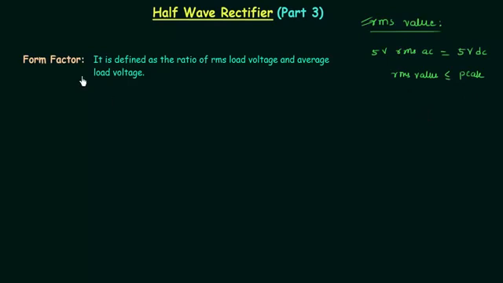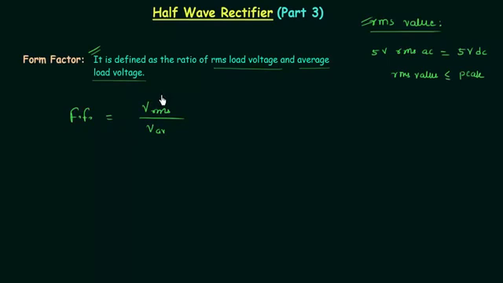Now we will move to the form factor. It is defined as the ratio of RMS load voltage and average load voltage. So the form factor is equal to the VRMS, the RMS load voltage, divided by V average. So this is how we calculate the form factor, and this is the definition for form factor.